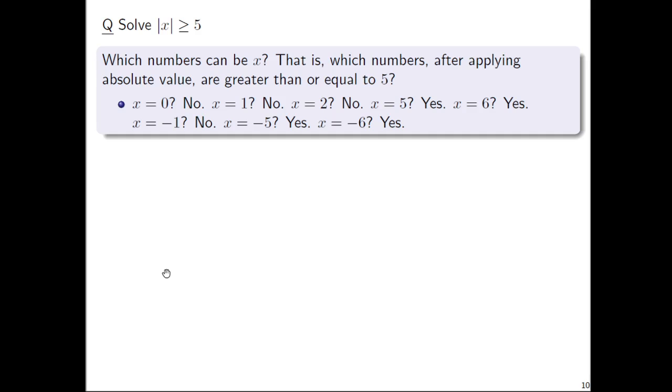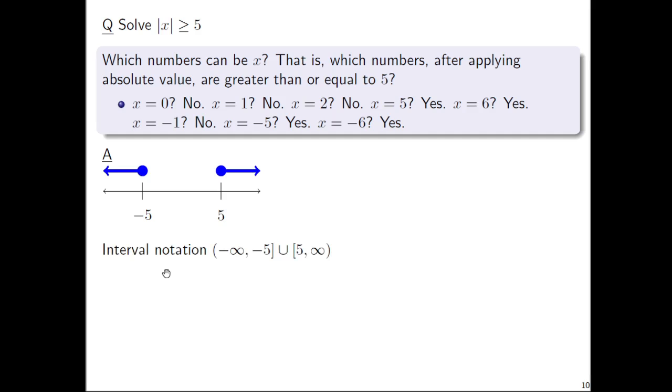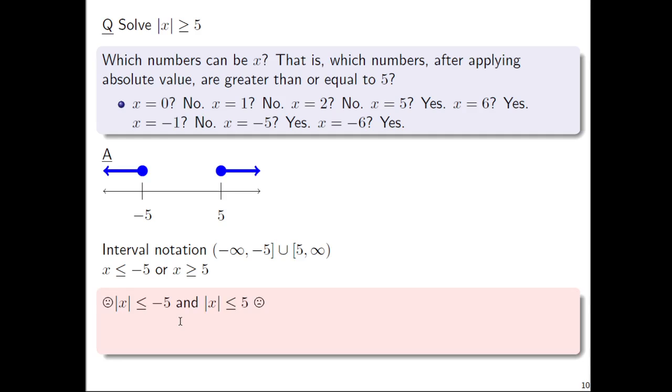Every time you see the word yes, it follows a number that could be used as x, where after you absolute value x, you would get a number that's greater than or equal to 5. Here's a picture of what that looks like. In interval notation, we're going to need that union symbol, and that union symbol is always going to translate to an or for us when we write this in algebraic format.